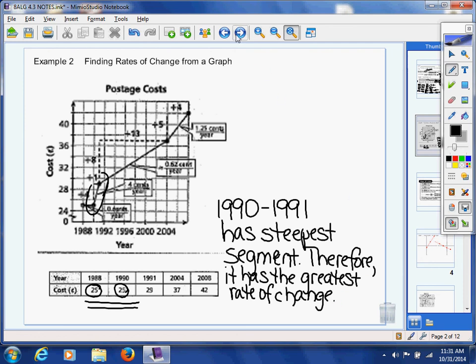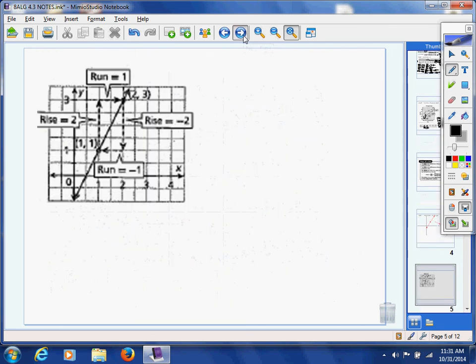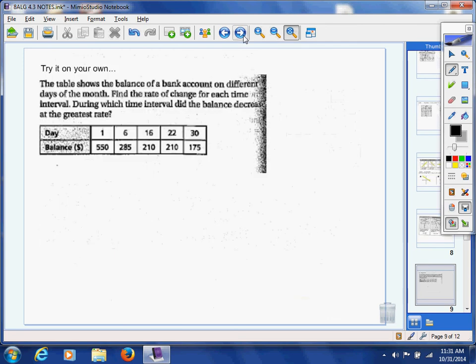If you will flip back in your note packet to, let's see here. Let me go back to this one where you can try it on your own. You may need to grab an extra sheet of paper if I don't have enough room there for you, and try that one. See if you can determine which of those time intervals have the greatest rate.